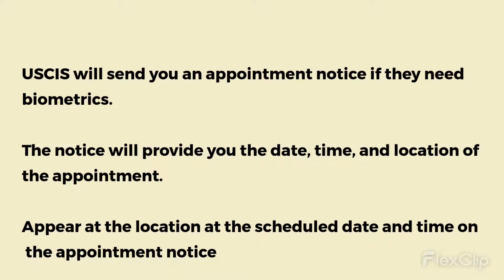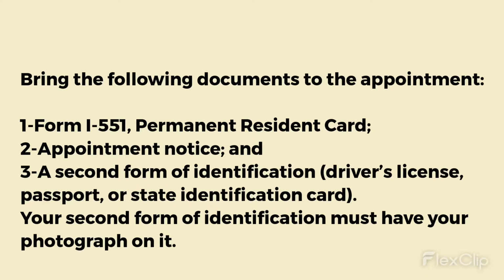USCIS will send you an appointment notice if they need biometrics. The notice will provide you the date, time, and location of the appointment. Appear at the location, at the scheduled date and time on the appointment notice. Bring the following documents to the appointment. Form I-551, Permanent Resident Card. Appointment notice. And, a second form of identification, driver's license, passport, or state identification card. Your second form of identification must have your photograph on it.